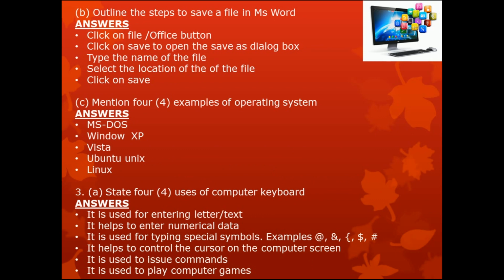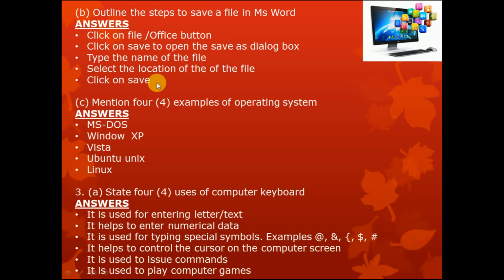Outline the steps to save a file in MS Word, Microsoft Word. So the first one, click on File or Office button. Click on Save to open the Save dialog box. Type the name of the file. Select the location of the file. Click on Save. So these are the steps of how to save a document in MS Word.